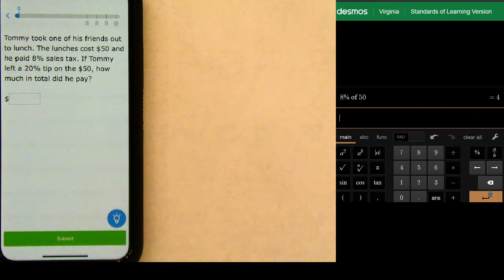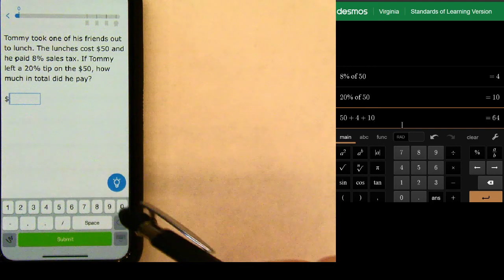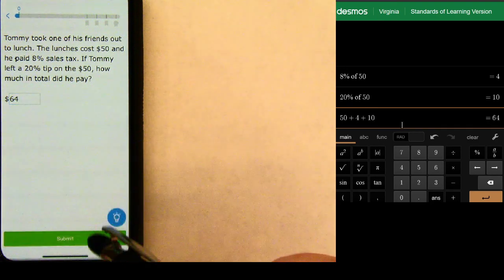And now the tip that he leaves is going to be a 20% tip. So I say 20% of that, still that $50, is 10. So now in total, I have to include those amounts. So I have the price of the bill for the lunch. I have the sales tax, so I'm going to say plus 4. And I'm going to say plus 10 for the tip amount. So in total, Tommy is going to leave $64. So I'm going to say $64.